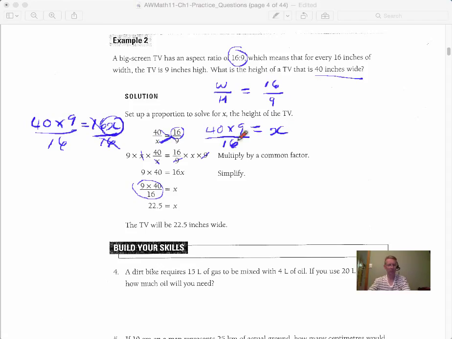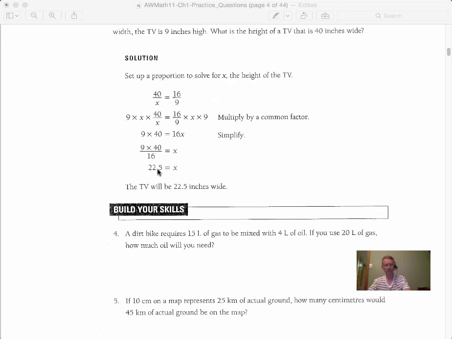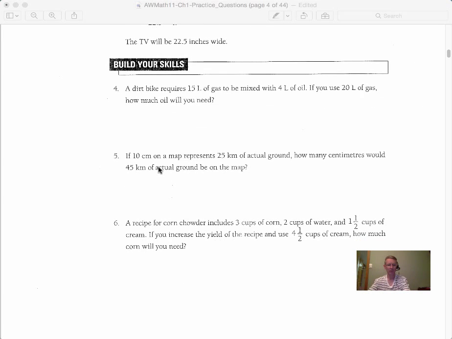Make sure you know how to do this in a calculation. It will come up time and time again. If you don't see me in class, look over this example I've just given you. And now you want to carry on and do the build your skills questions here, 4, 5, and 6.